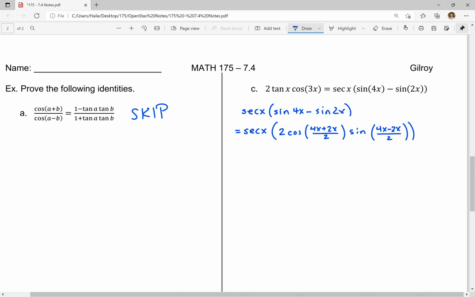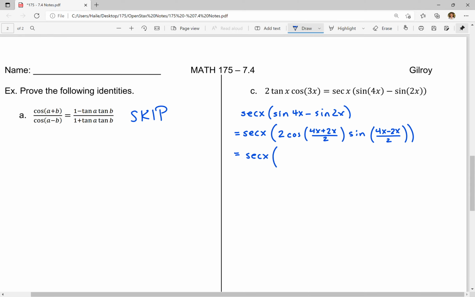All right, and now all we need to do is just simplify the insides of the parentheses. So we have secant of x times 2 times cosine of 6x over 2 times sine of 2x over 2. And I can still divide by 2 inside of each of those cosine and sine. So we have secant of x times 2 times cosine of 3x times sine of x.